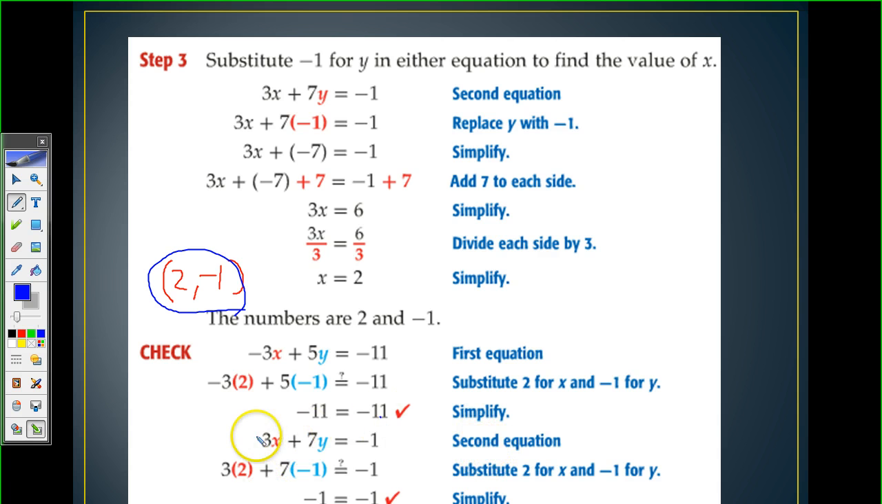You can also put in the second equation, with the same x and y, 2 and negative 1, and negative 1 equals negative 1. So check, check, that means your answer is correct.